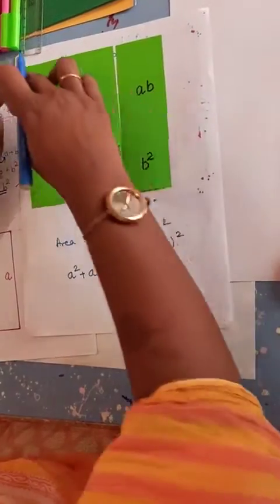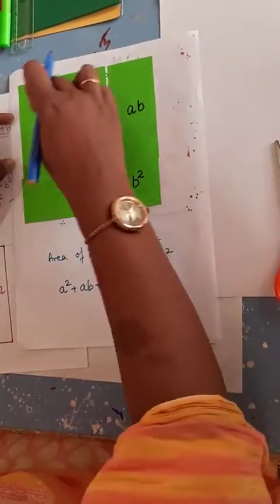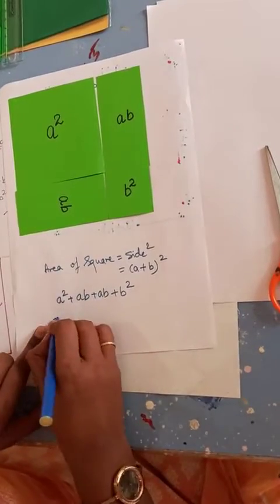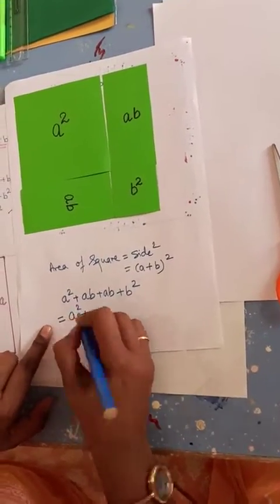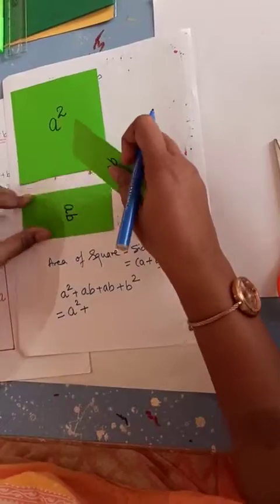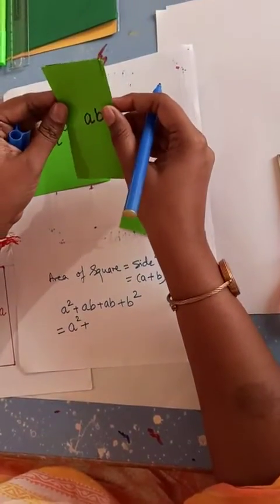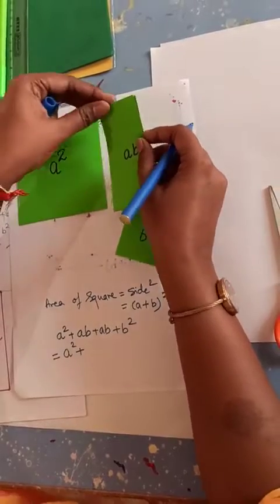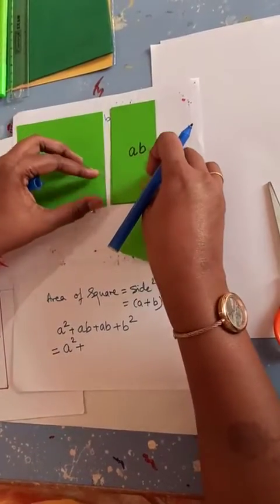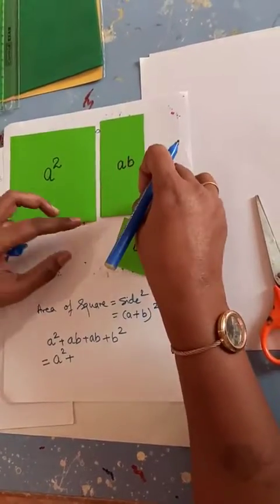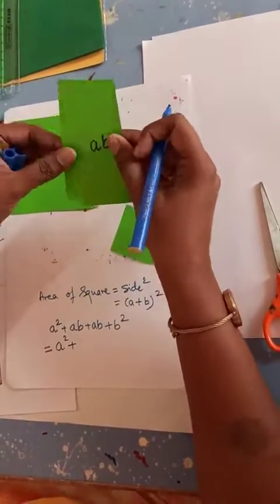Now, in order to find the area of this full square, I have to add this. So I have to add A square plus AB plus AB plus B square. Can you see this? See, it's so beautiful. Maths is so beautiful. These two pieces are exactly overlapping. Not even a small difference is there. Exactly it will overlap. This means these are congruent figures.